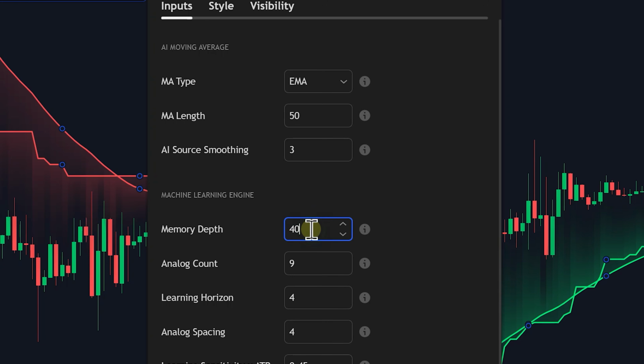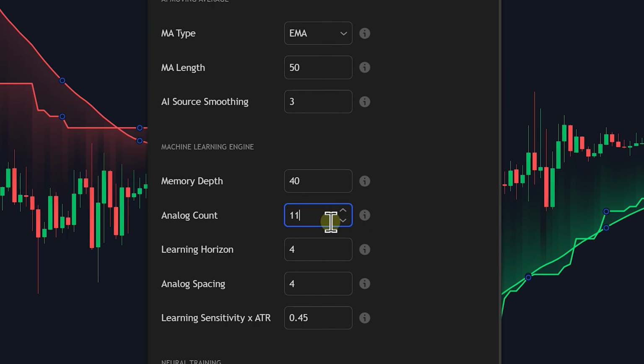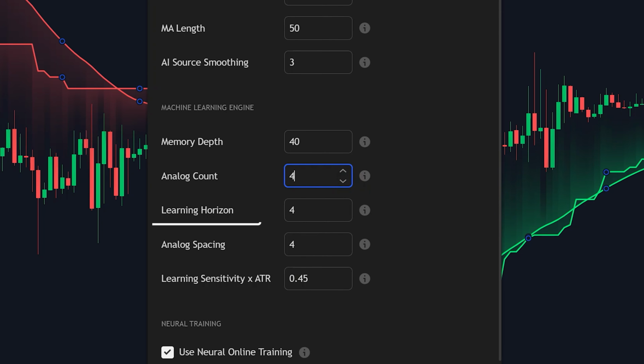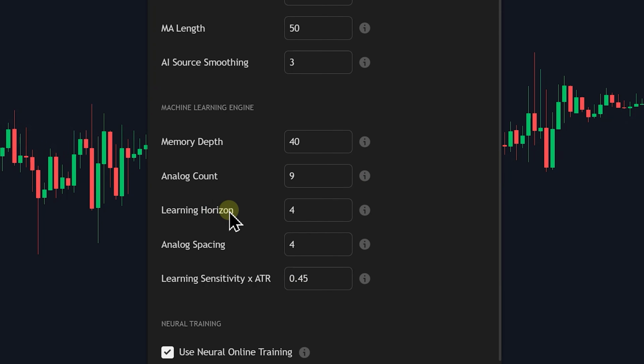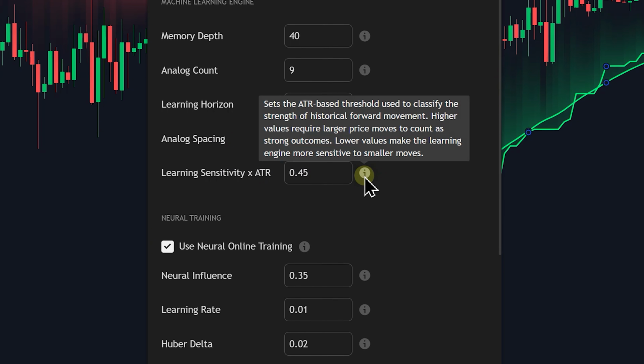Next is memory depth. This controls how many historical examples the indicator stores for its pattern recognition system. Larger values give the model more historical information to work with, while smaller values make it focus more on recent market behavior. Analog count determines how many historical matches participate in the voting process. The learning horizon controls how far into the future the outcomes are evaluated. Analog spacing helps diversify the historical examples being compared. Learning sensitivity multiplied by ATR controls how aggressively future outcomes are classified.